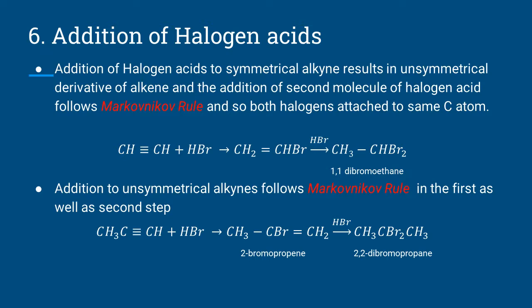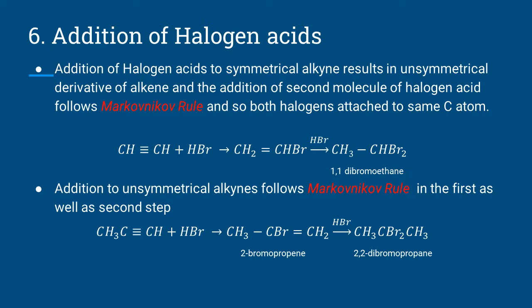Let me explain it clearly. HBr will have H plus and Br minus. So Br minus is our negative part. This Br minus will go to a carbon atom with least number of hydrogen atoms. This is what your Markovnikov rule says. So let us see with the examples now.